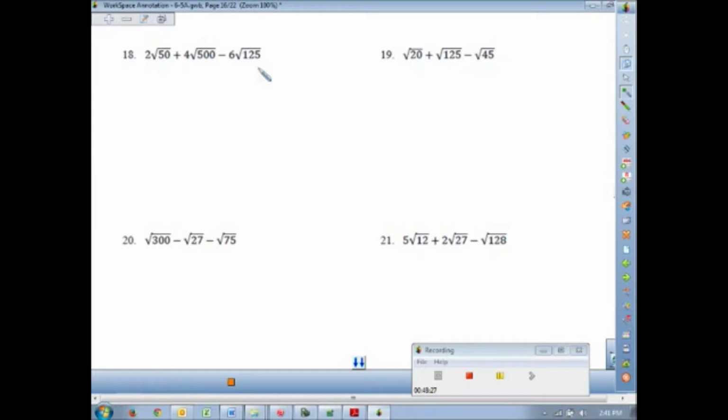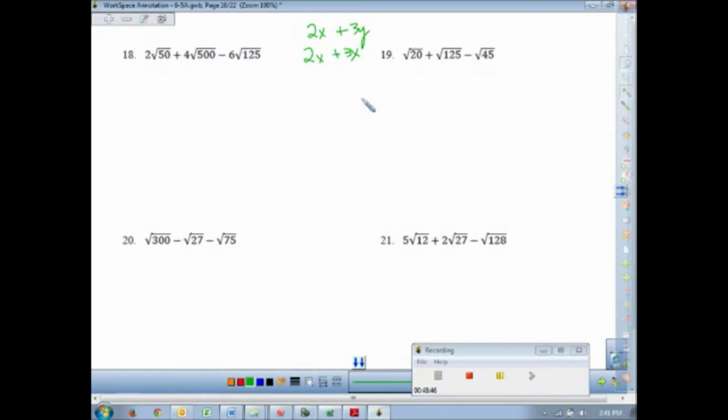Adding radicals together. You treat a radical like it's a variable. My friends, 2x plus 3y. Can you add those together, 2x and 3y? Not like terms. But what if I add 2x plus 3x? Can you add those together?